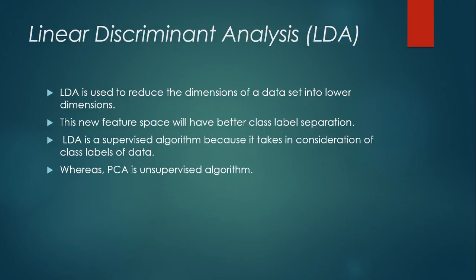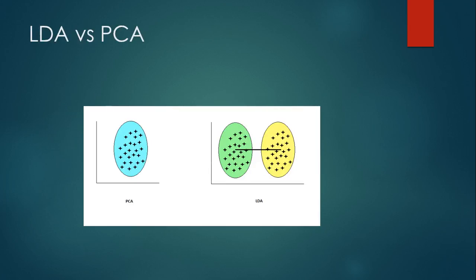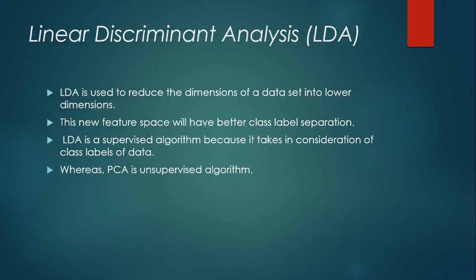The first classifier which I've used is linear discriminant analysis. LDA is used to reduce the dimension of the data into a lower dimension. This helps in reducing the CPU cost and the memory usage also. The new feature space will have better class label separation. Over here you can see for LDA, the class separation is very good as compared to PCA, which is principal component analysis. LDA is a supervised algorithm because it takes into consideration the class labels of the data. So LDA is more suitable for classification algorithms, whereas PCA is an unsupervised algorithm.